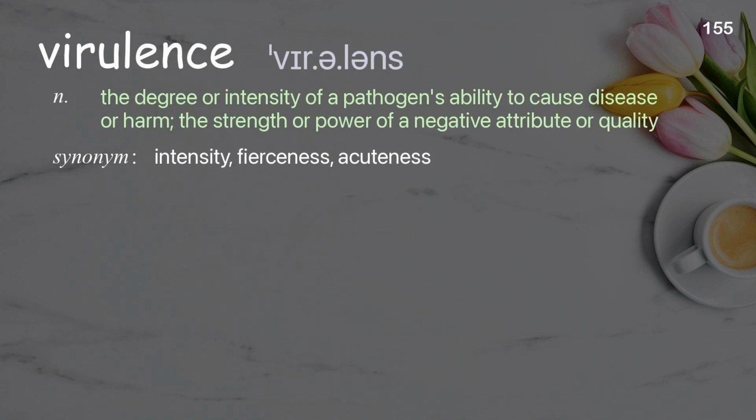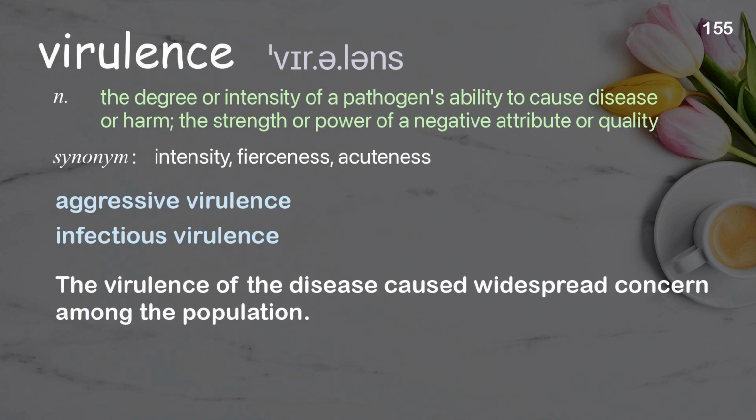Virulence. The degree or intensity of a pathogen's ability to cause disease or harm, the strength or power of a negative attribute or quality. Examples: Aggressive virulence. Infectious virulence. The virulence of the disease caused widespread concern among the population.